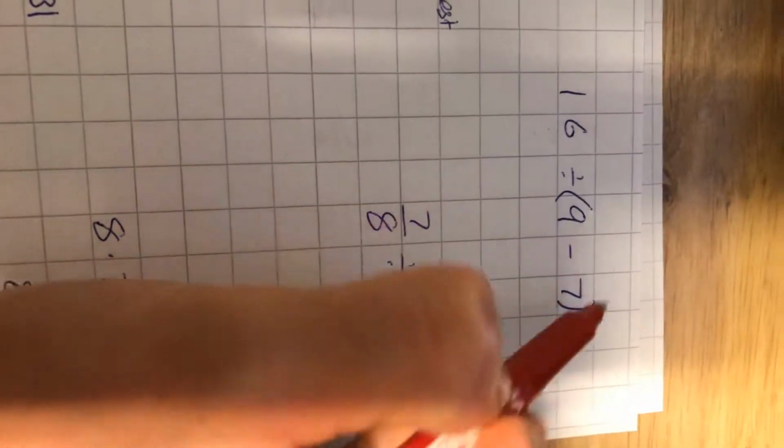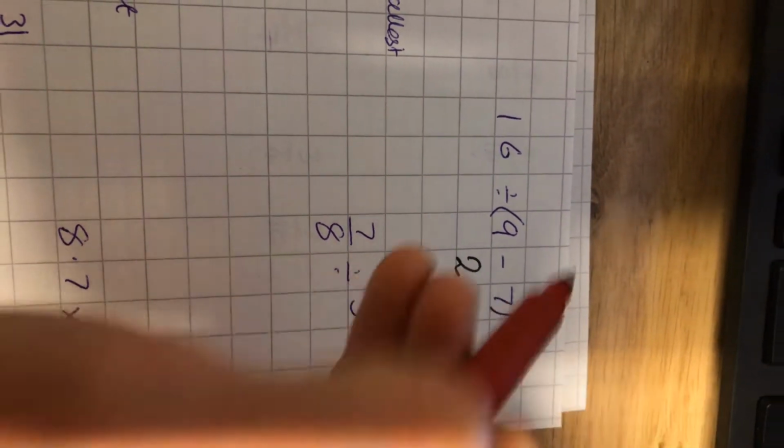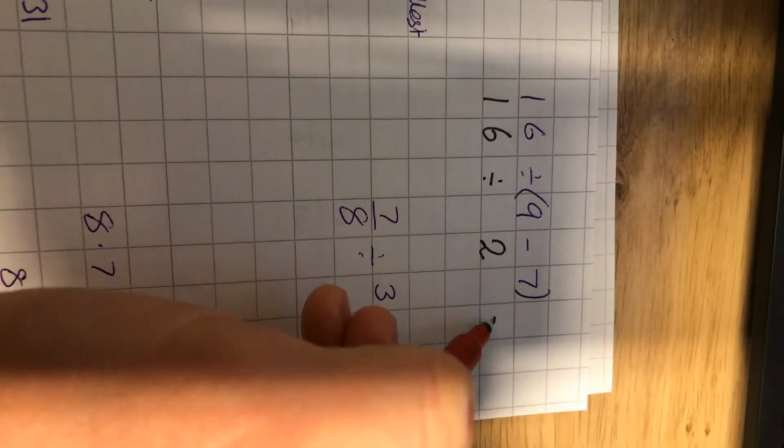Okay, on question 2, we've got a question on the order of operations. Now remember, anything in brackets, we do it first. So 9 subtract 7, well, that's 2. And I'll rewrite the rest. So I've got 16 divided by 2 is 8.